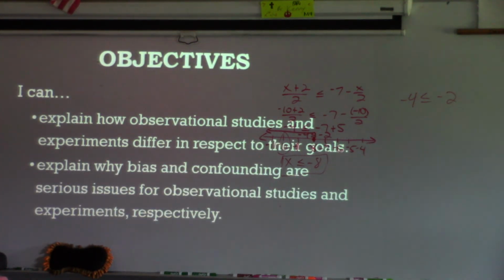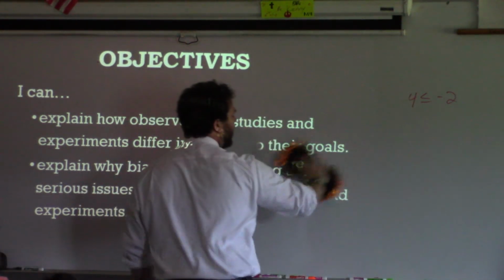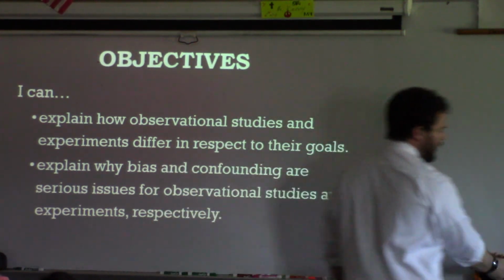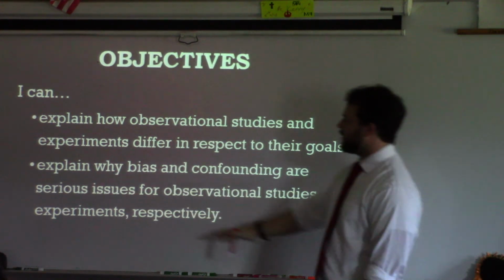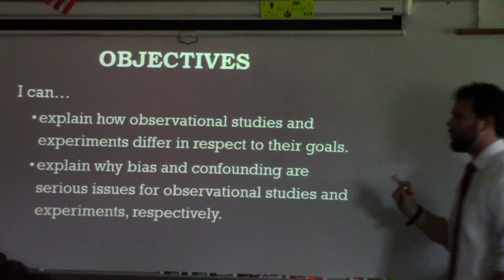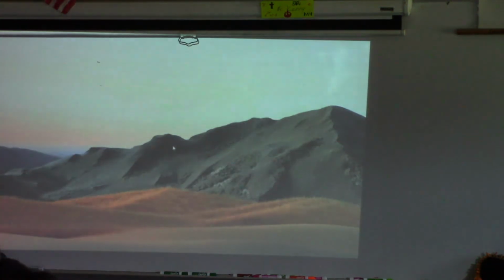And don't forget, this is the main point of what we're trying to do with these first set of lessons. We should wrap them up pretty easily today and then get started on the next set tomorrow. But we need to know the difference between what two types of studies? Observational and experiments, right? They have very different goals, and they also have very different issues that we're going to try to deal with, the idea of bias and confounding. And so we'll talk about that today really quickly.